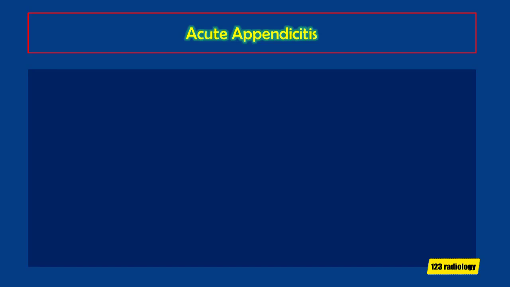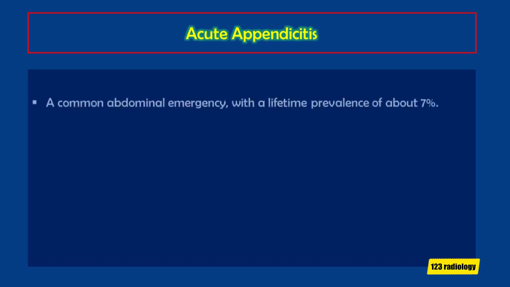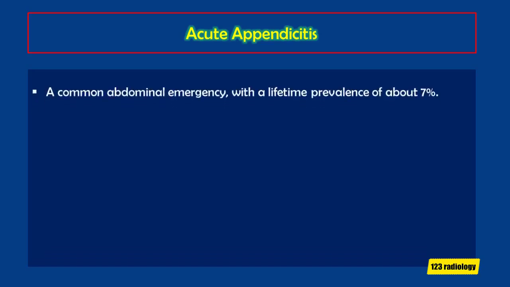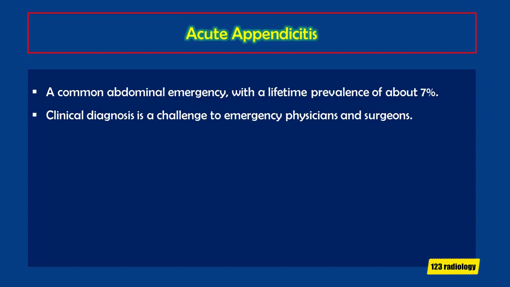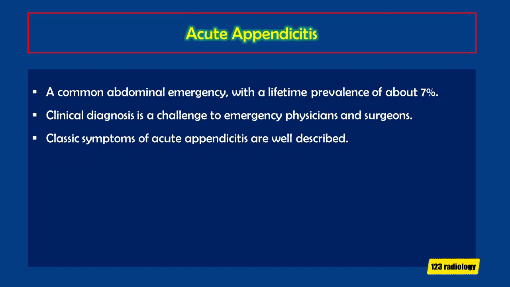Welcome to this lecture about ultrasound imaging of acute appendicitis, pearls and pitfalls. Acute appendicitis is a common abdominal emergency, with a lifetime prevalence of about 7%. The clinical diagnosis of acute appendicitis is a challenge to emergency physicians and surgeons. Classic symptoms of acute appendicitis are well described. However, up to 1/3 of patients with acute appendicitis have atypical presentations.